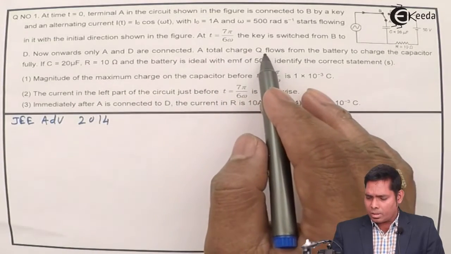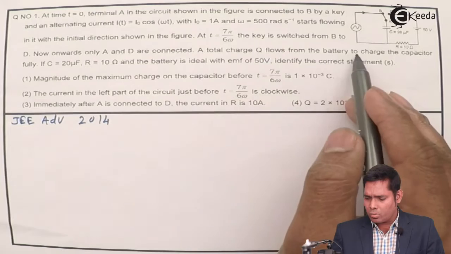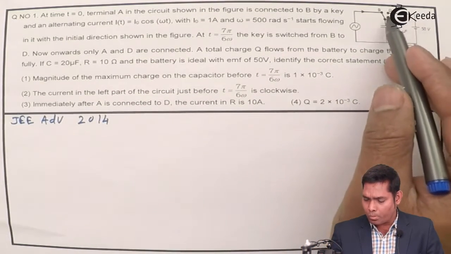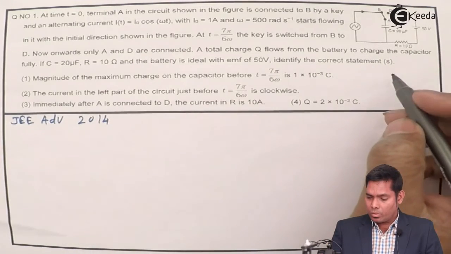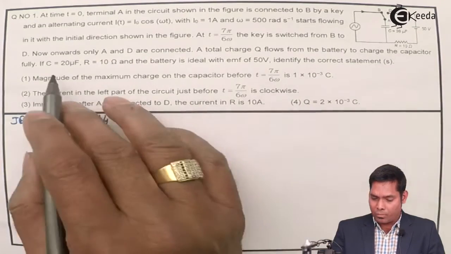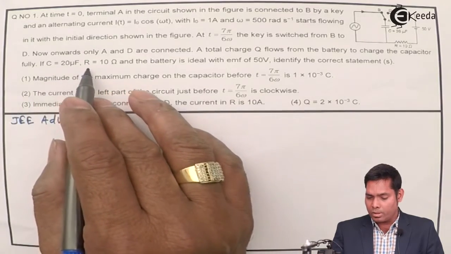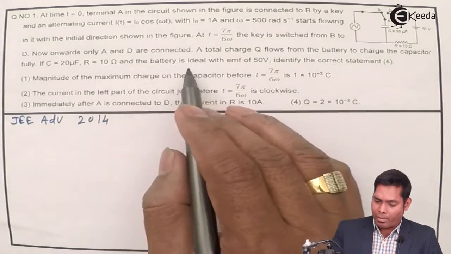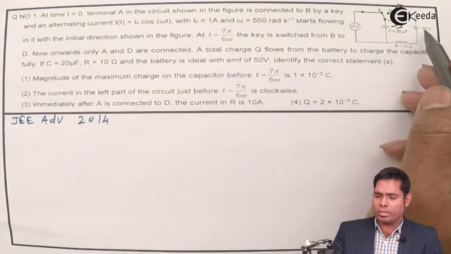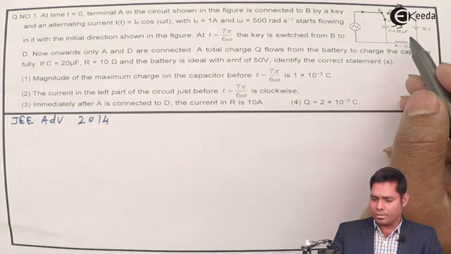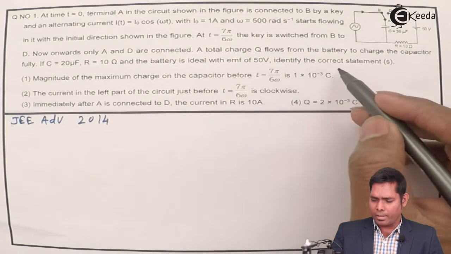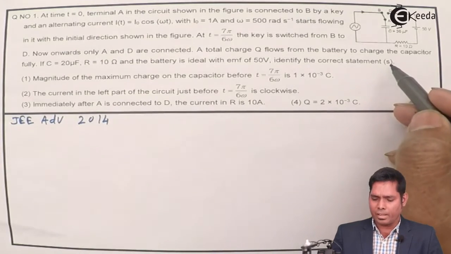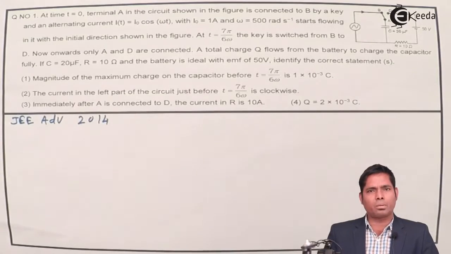A total charge Q flows from the battery to charge the capacitor. So when this is connected to this, the charge will flow from the battery to charge the capacitor fully. C and R values are given, and the battery is ideal with EMF 50 volts, so it does not have any internal resistance. Identify the correct statement or statements. It is more than one option correct. It can be any one of the four or it can be more than one.